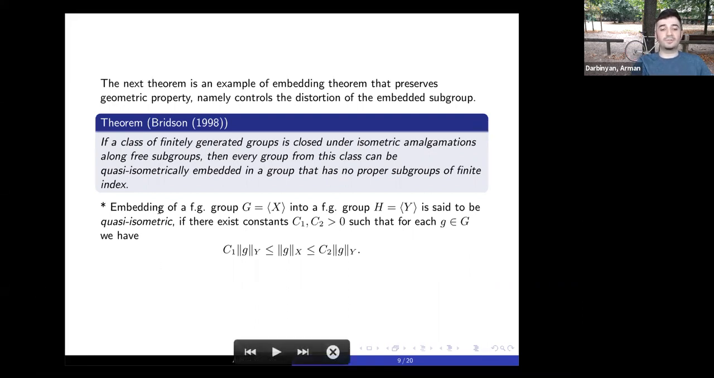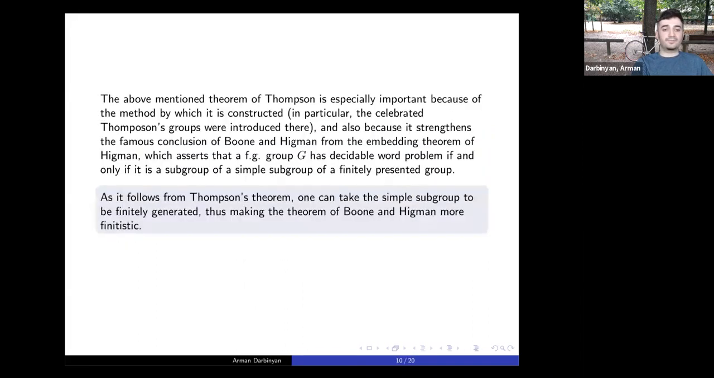So the most formal definition is by the length of the word, the word metric. So the word metric of the initial group is related to the word metric with respect to the generators of the large group, and the word metric with respect to the generators of the initial group. So as I already mentioned, Thompson's group is especially important, in particular because of the method, but also because it preserves the word problem.